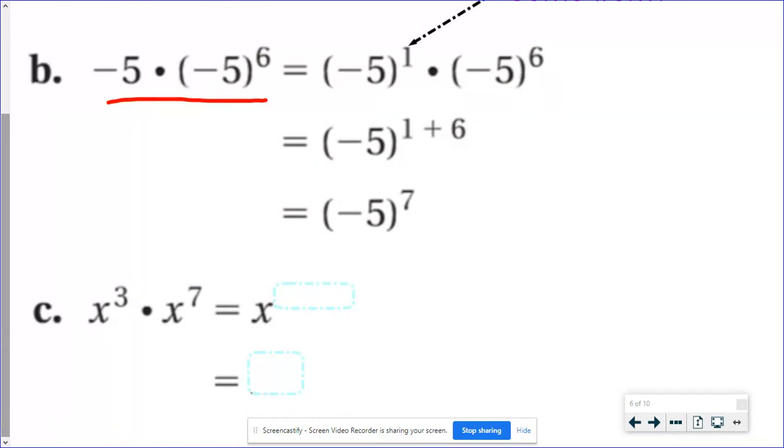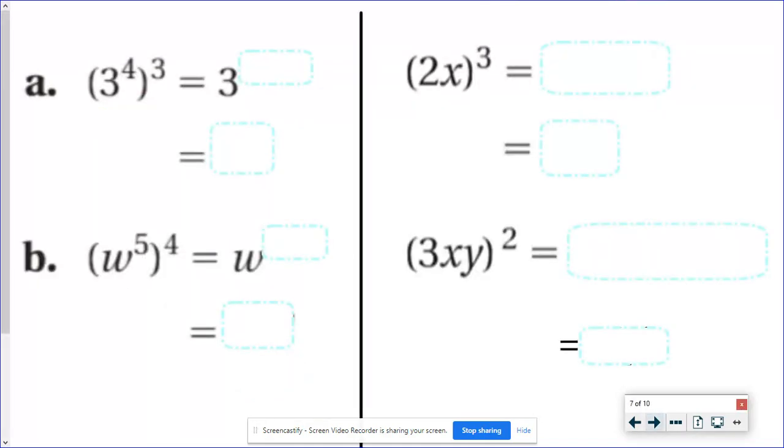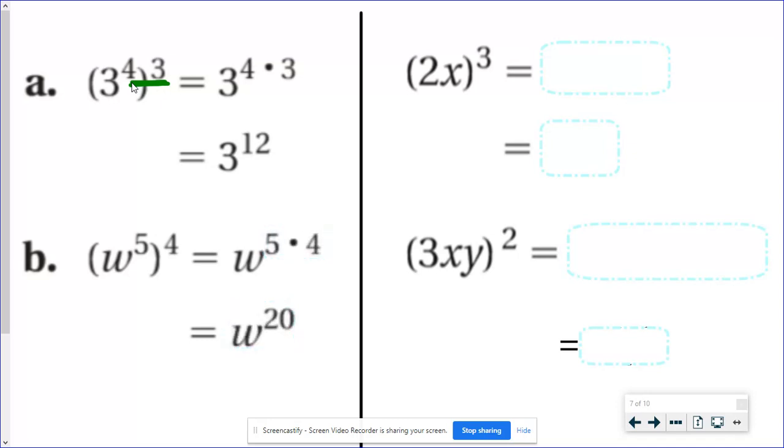Again, with variables as bases, it's not a big deal. I've got 3 of these x's and then 7 more of those x's, gives me x to the 10th power. In A, I guess on the left side, I didn't number everything, but I've got a power of a power. I'm going to multiply those exponents, so that would be 3 to the 12th power. Here for B, I've got w to the 5th to the 4th power. Again, power to a power, I multiply it. That gives me w to the 20th.